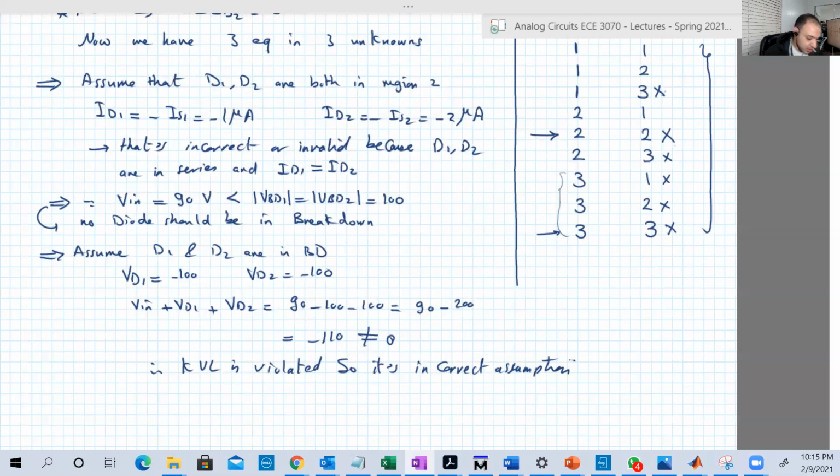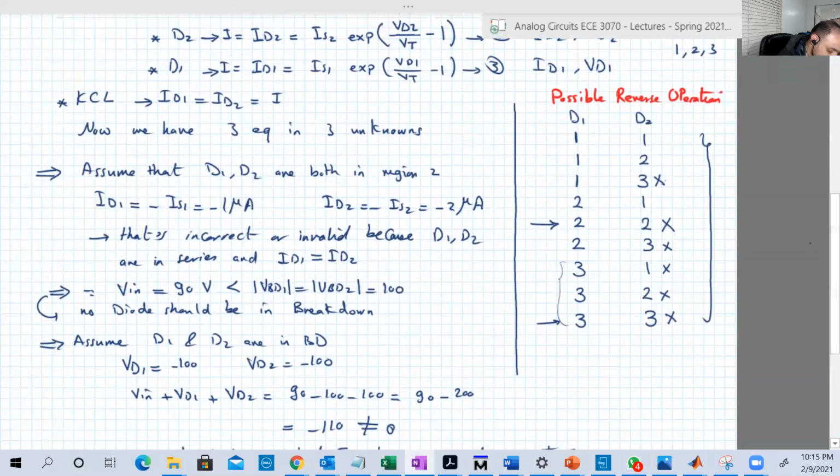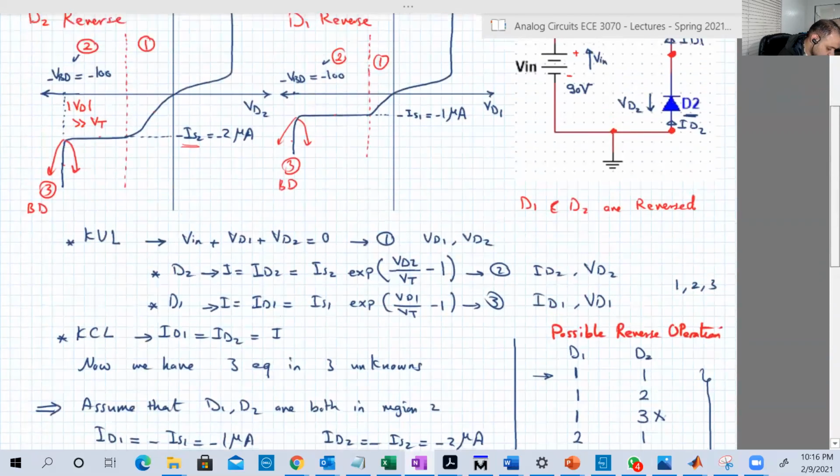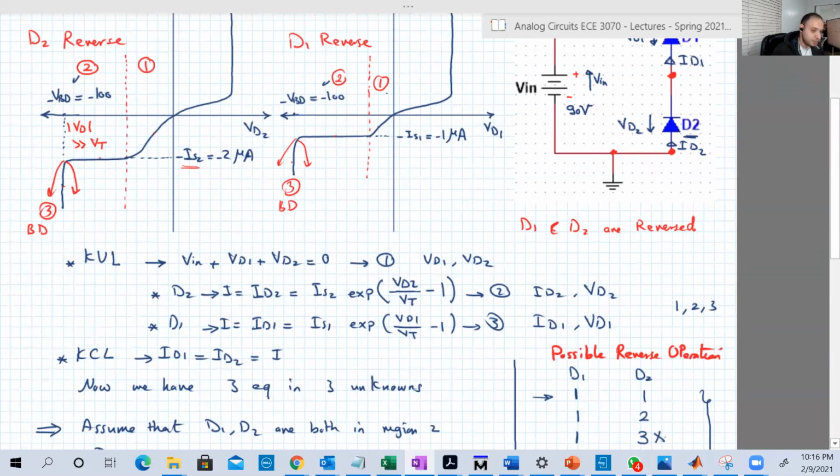Now what are we gonna do? Let's now look at the assumptions. Okay. Assumption number one here: D1 and D2 are both in region 1, here and here. That means that VD1 and VD2 are comparable to VT, in millivolts, we can say.